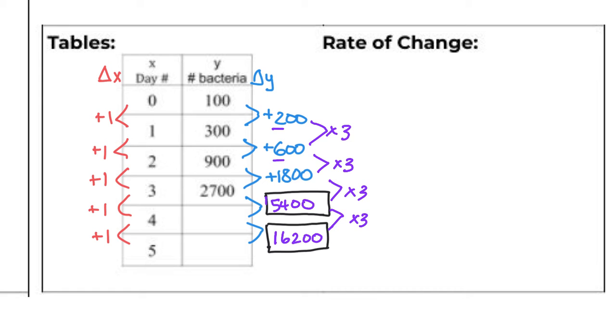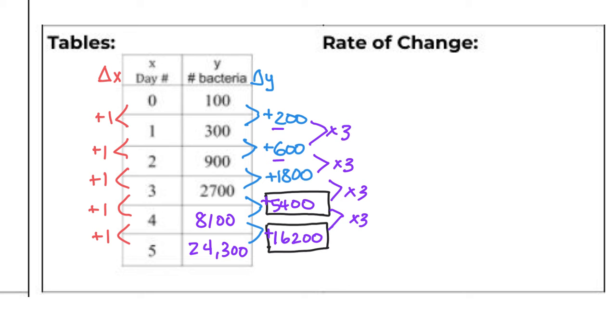And these are both positive, so I can use those. So 2,700 plus 5,400 gives me 8,100, and 8,100 plus 16,200 gives me 24,300. So 24,300. So remember, when we're talking about rate of change, we're talking about how the change is happening.